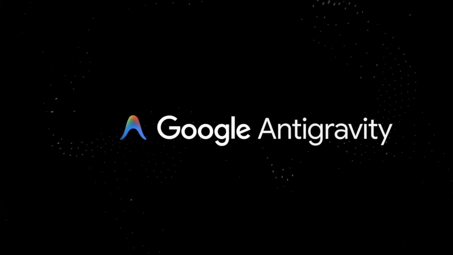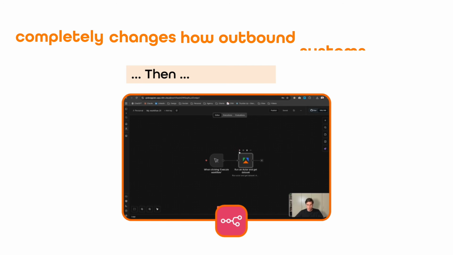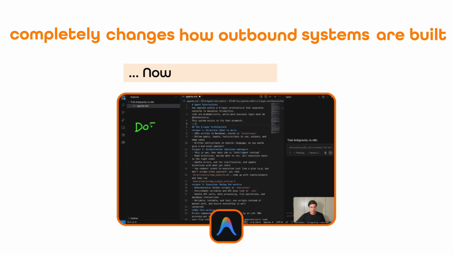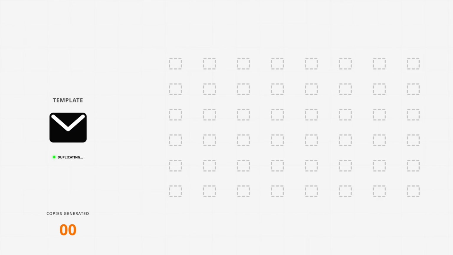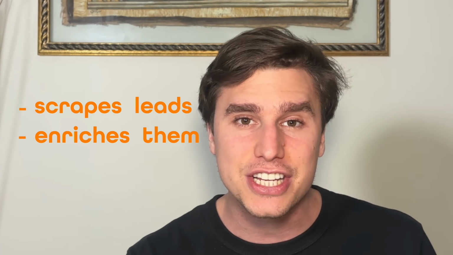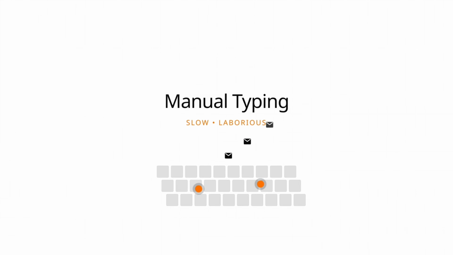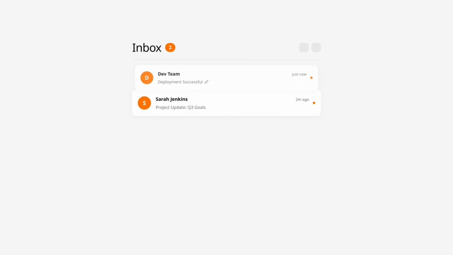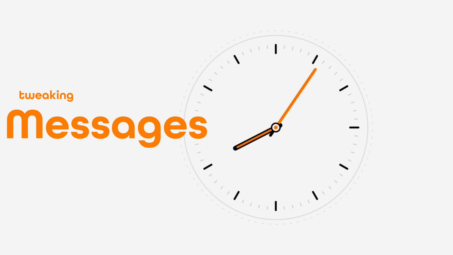Google's Antigravity completely changes how outbound systems are built. Most ways of doing cold outreach either rely on boring templates or on standard AI systems that rewrite the same message again and again. But in this video, I'm going to show you an agentic workflow that scrapes your leads, enriches them, and generates personalized icebreakers so you can send better outreach emails, get more replies, and avoid spending hours tweaking messages that don't work.